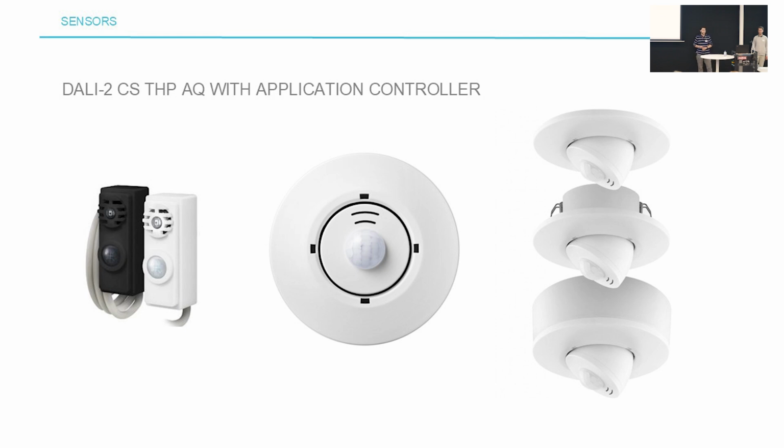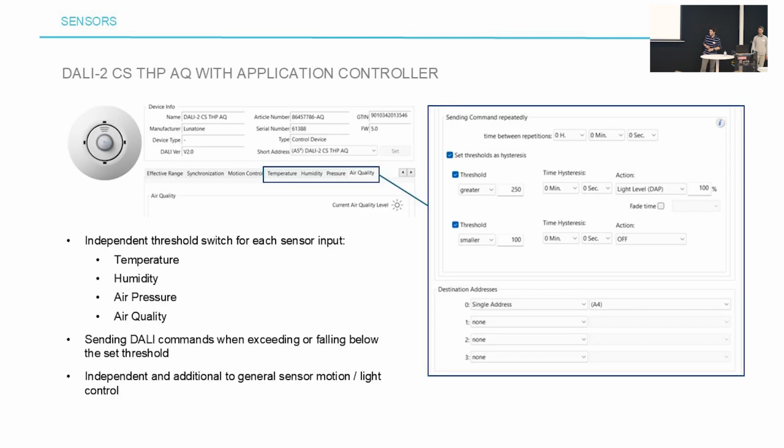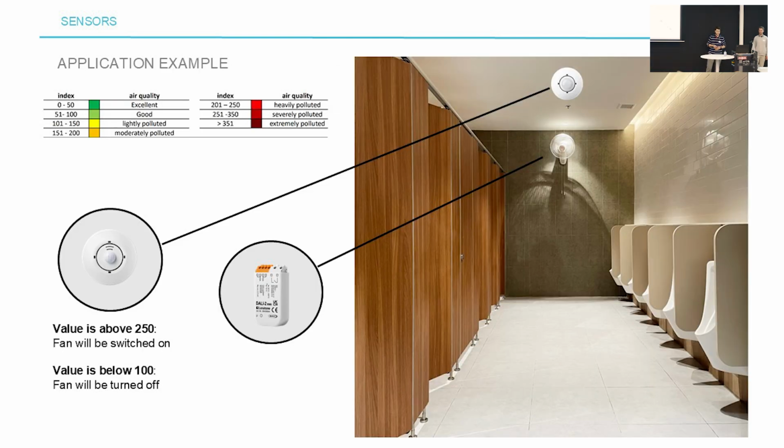So our most advanced sensor is the DALI 2CS THP AQ with an application controller. The THP AQ combines temperature, humidity, air pressure and air quality together, so you can even control these and perform DALI commands based on the thresholds of these parameters. And it's independent of the motion detection. So yeah, you can use the motion and also, for example, the air quality, like shown here.